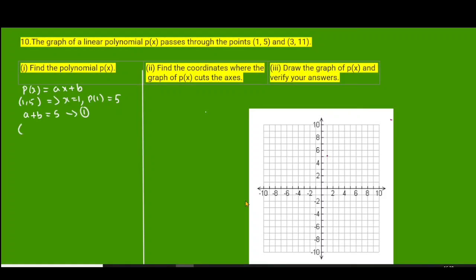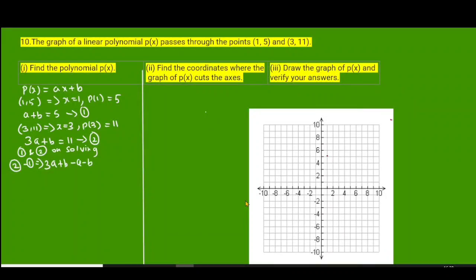Next, the line passes through the point (3, 11), which means x is equal to 3 and p(3) gives 11. So our second equation is 3a + b = 11. On solving these 2 we can find a and b. On solving this, I am going to subtract equation 1 from equation 2, because the second equation's coefficients are greater. So 3a - a, b - b, equals 11 - 5.